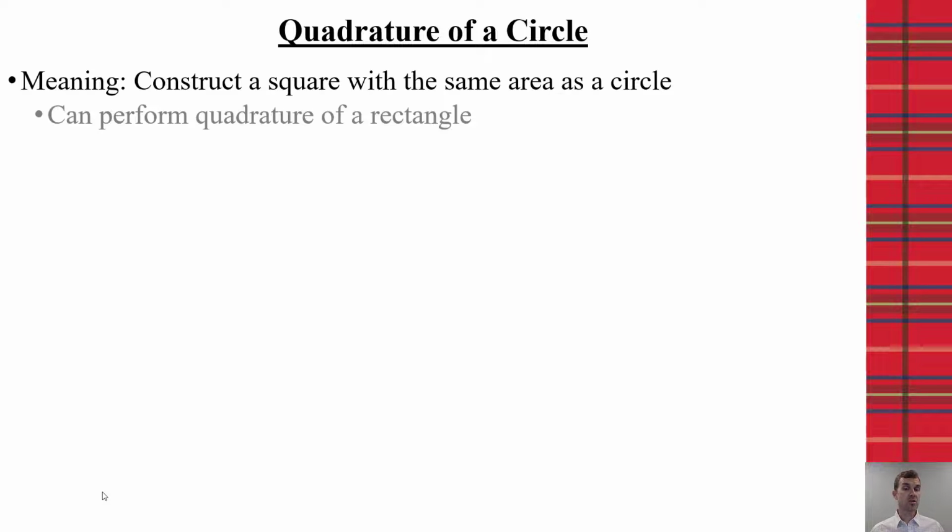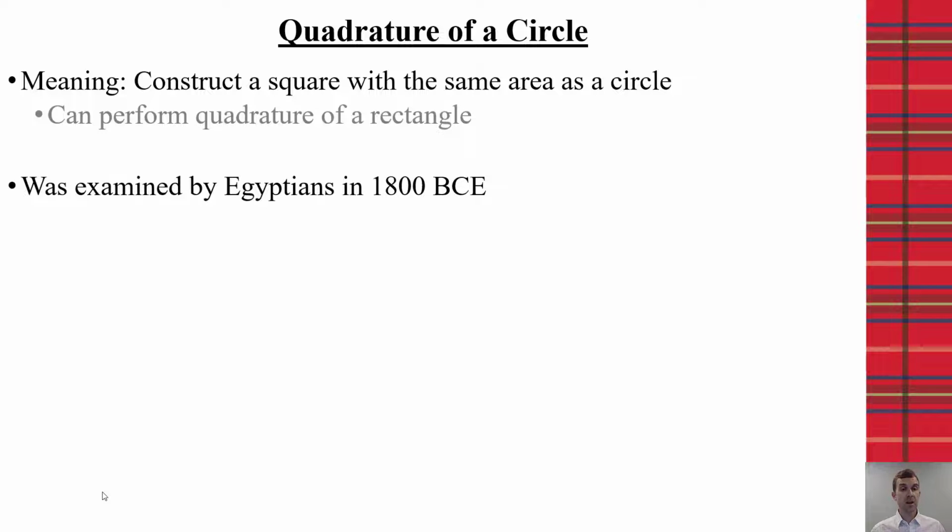Now, the quadrature of a circle meant to create a square with the same area as a given circle. They could perform the quadrature of a rectangle, so there's the idea of, we can do rectangles, why not be able to do other polygons and other shapes like a circle? Now, this problem was examined in 1800s BCE by the Egyptians as well, so it was a problem known by more than one civilization. One of the things you got to pay attention to is the idea that the Greeks often considered pi to be a rational constant. And there's the key that causes much of the issue, the rational piece.